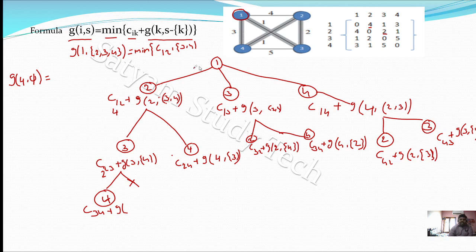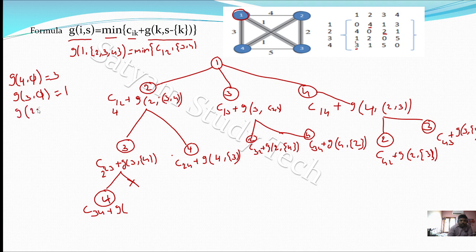So you can reach the initial vertex, the initial city, where you started the traveling salesperson problem. After visiting all vertices, you can reach the starting vertex. That's why here 4 to pi, that value is 4 to 1, that is 3. You can note it down here. And G of, for example, 3 to pi, that value is 3 to 1, which is 1. You can note it down here.